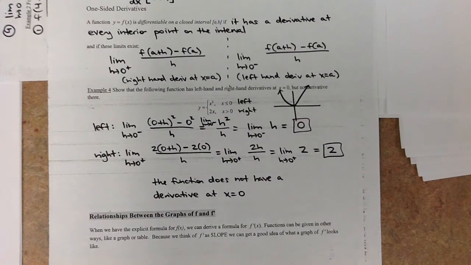So constant slope of 2 from the right, approaching the slope of 0 from the left, what we'd say is actually very similar to a left-hand limit not equaling a right-hand limit. Since the left-hand derivative doesn't equal the right-hand derivative, we say that the function doesn't have a derivative at x equals 0. Or what we're going to talk about in the next couple of days, we'd say that f is not differentiable at x equals 0.